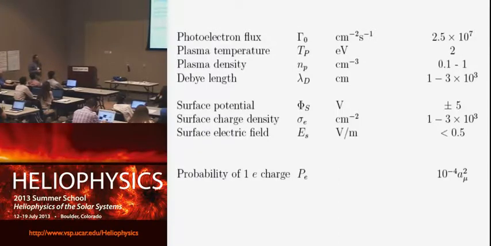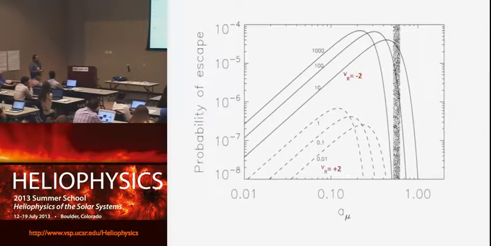So let's take a look at what we expect at Saturn. I did my best. I did a literature search. I wrote down every number I could find that is relevant and came to the conclusion that the probability of having an electron is kind of small and depends on the plasma density.